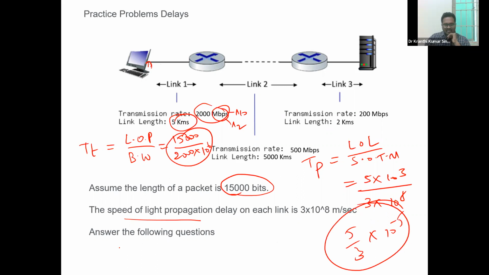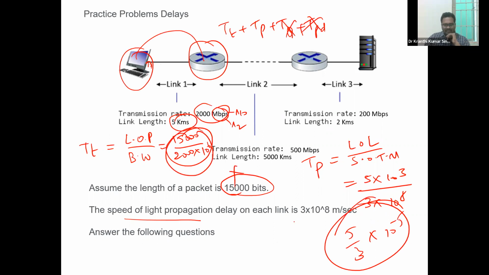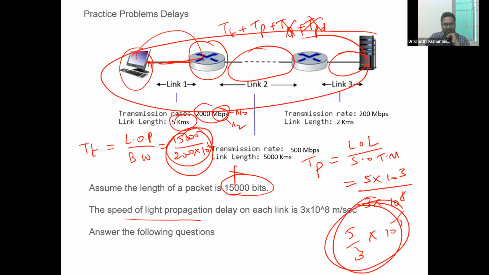Right? And what is the total delay? What is the total delay to reach from device 1 to the router? It is TT plus TP plus TQ plus TPD. The queuing and processing delays are negligible, so we can calculate transmission plus propagation. That is the total delay. In the same way, calculate these other two links. The total delay is the combination of these four for this link, these four for this link, and these four for this one. That is the answer.